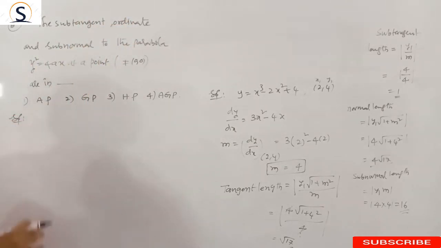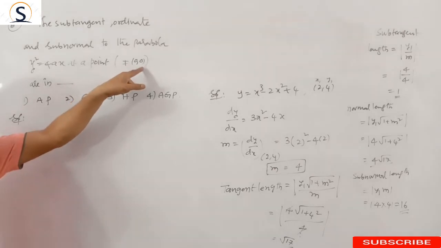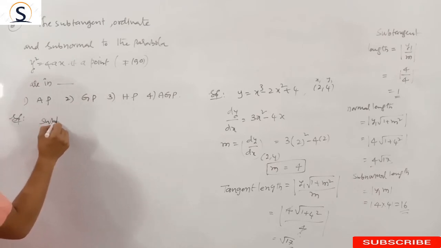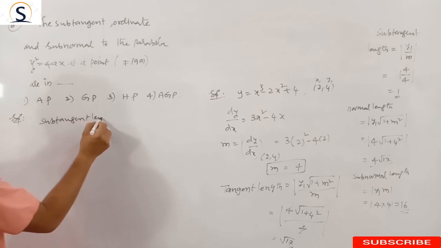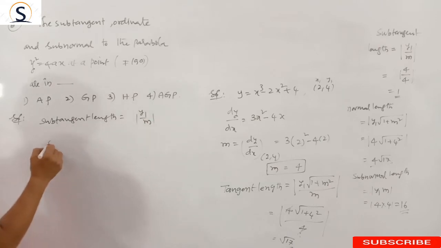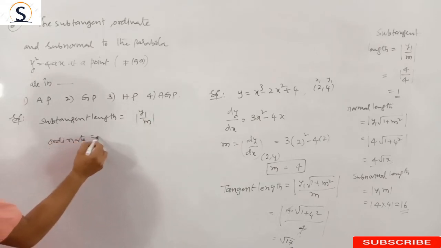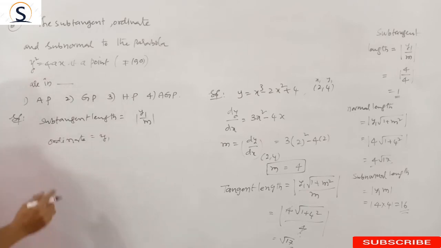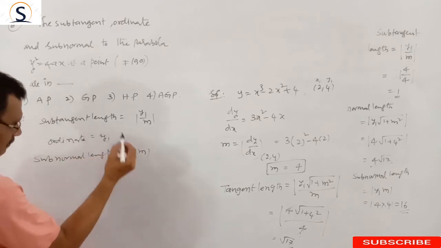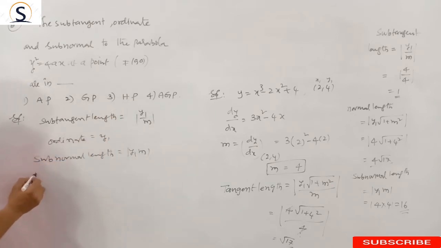As we know, for the curve y is equal to f of x at a point other than 0, 0, what is the subtangent length? y1 by m. Ordinate means the y coordinate, this is y1. Next, subnormal length. Subnormal length is equal to y1 into m. Let's see the relation between these three: y1 by m, next y1, next y1 into m.